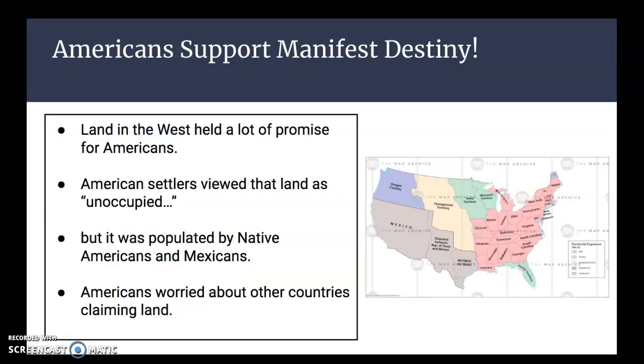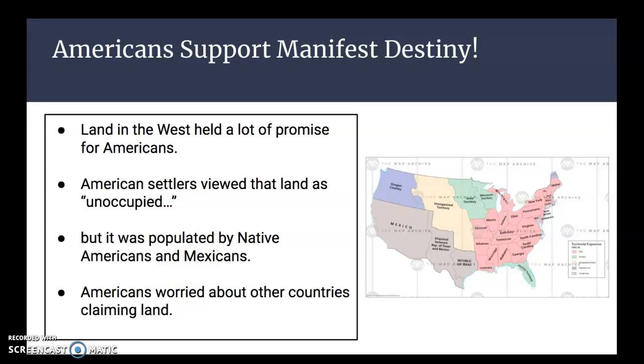Many Americans supported the idea of manifest destiny. Land in the West held a lot of promise for Americans. We already know that a lot have been heading out on those various trails. They've been heading west. American settlers viewed that land as unoccupied. Yeah, there's a little catch to that idea. It was populated by Native Americans and Mexicans.